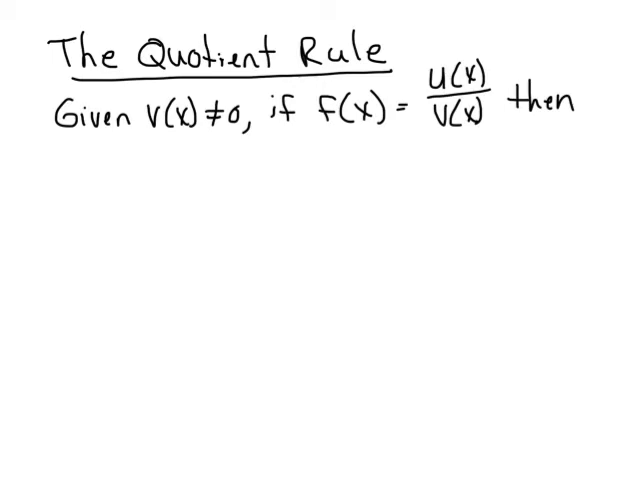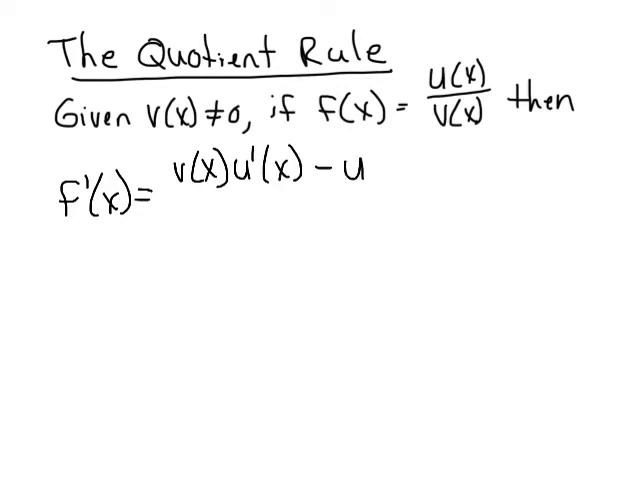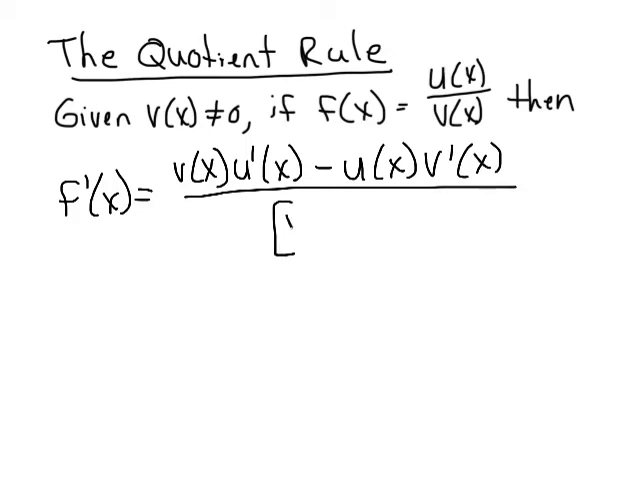The first thing we need, though, is we have to assume a function is not equal to 0 because it is a quotient. So if we're given f of x is u of x over v of x, then here's what the quotient rule looks like. F prime of x, the first derivative, is going to be v of x times u prime minus u of x times v prime. So that order is important because we have subtraction in the middle. All over v of x squared.